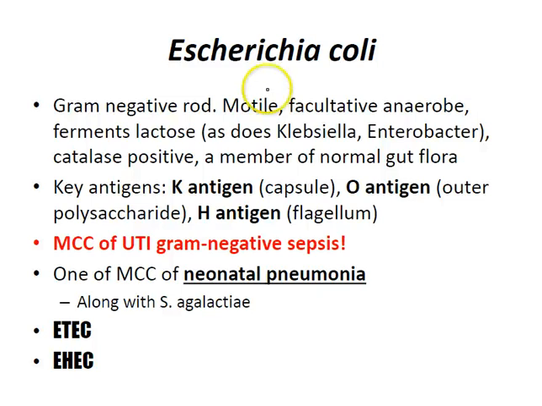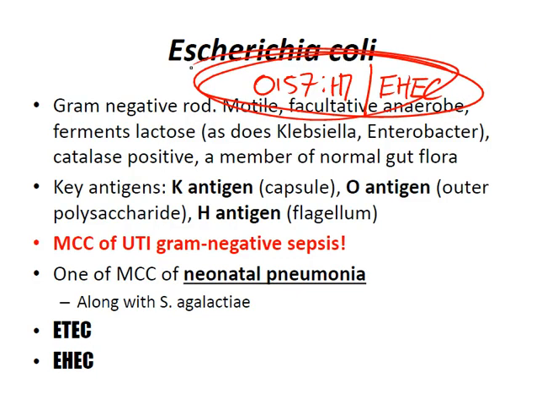Now, O157:H7, we've all heard this, is the most commonly isolated strain of EHEC, enterohemorrhagic Escherichia coli, or enterohemorrhagic E. coli, EHEC. O157:H7, I want you to think EHEC. Okay?